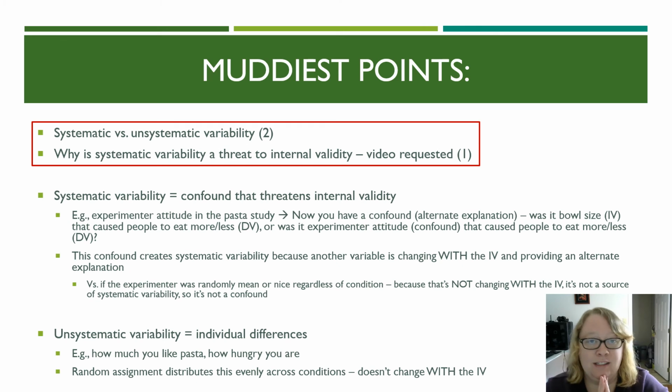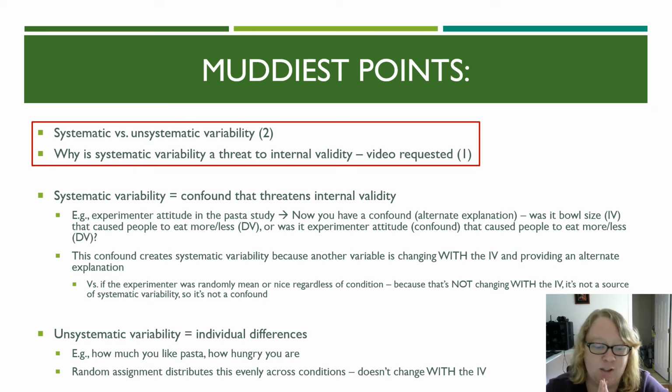All right, now systematic variability. This is a tricky concept, by the way. Systematic variability, that means a confound that threatens internal validity. So when you hear systematic variability, I want you to think confound, because that's what systematic variability is. It's creating a confound. It's something else that's varying systematically with the independent variable and creates an alternate explanation.